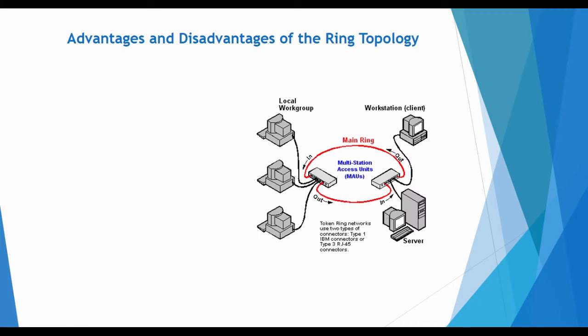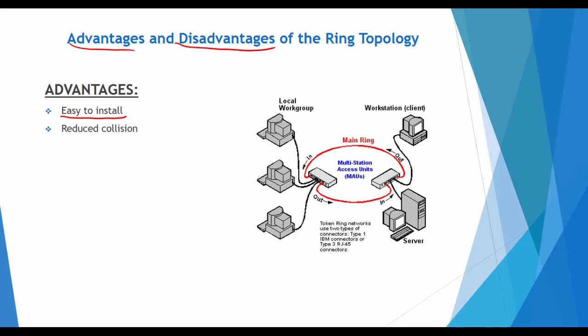Some advantages and disadvantages of the ring topology are: ring networks are moderately easy to install. Since data flow in one direction, the chance of a packet collision is reduced. Devices can be added without impacting network performance, and it is also easy to identify and isolate a single point of failure. Better suited for high traffic environments than a bus topology.